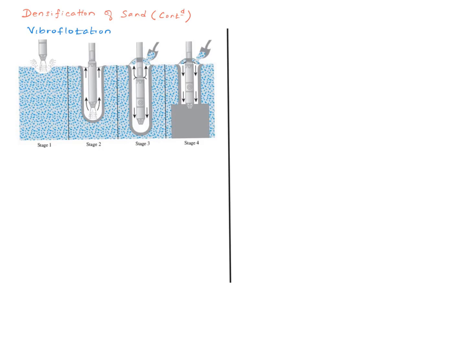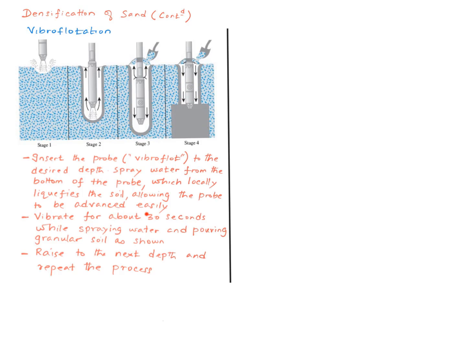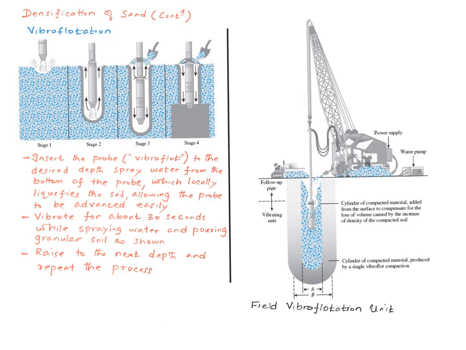So once you reach the desired depth, you keep vibrating this for about 30 seconds. There's a little eccentric mass around here that vibrates the probe. And while you do that, you keep spraying water, and also you keep pouring more granular soil in the gap that is formed. So this part of the soil becomes dense. So once it's done, you raise the probe and then keep repeating the process. So here's a summary of what I just said. So here's a picture of the field vibroflotation unit showing the key features a bit more clearly.